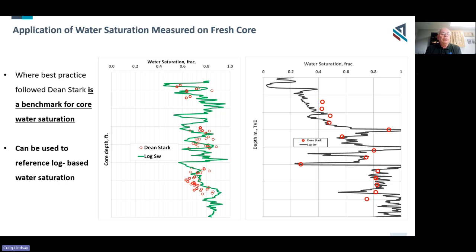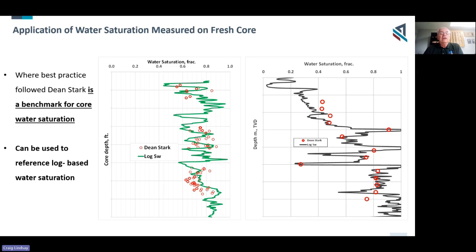So what you see there is a pretty good match between the log and the Dean Stark. We would actually say in this case that the Dean Stark is the benchmark. It's the ground truth, whereas the logs were more uncertain because of this mixed salinity affecting the resistivity calculation.